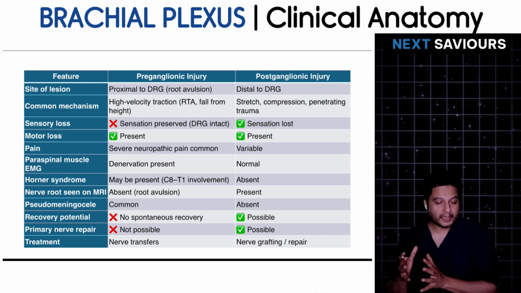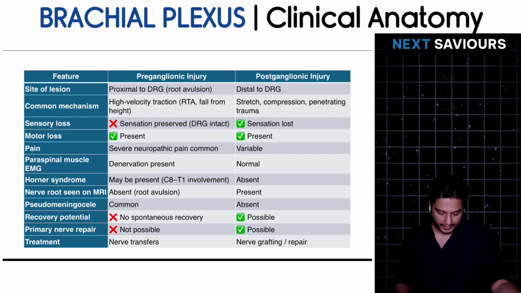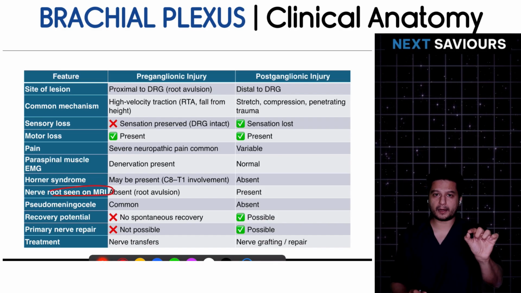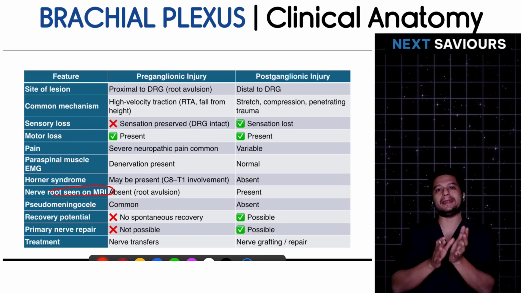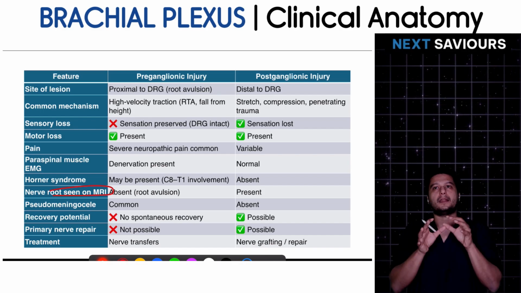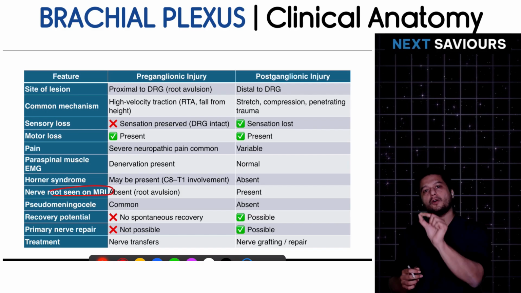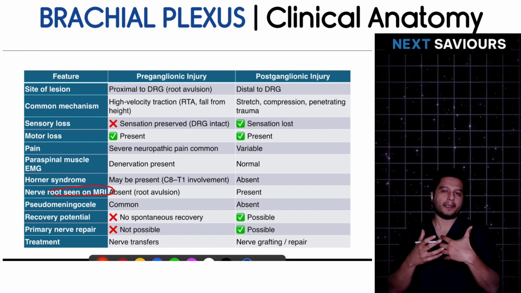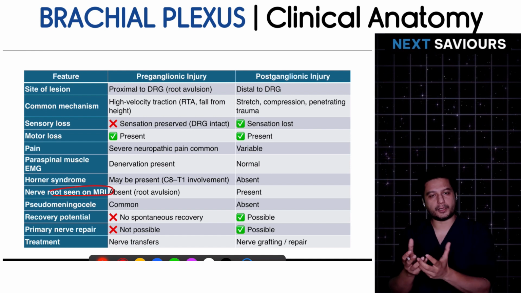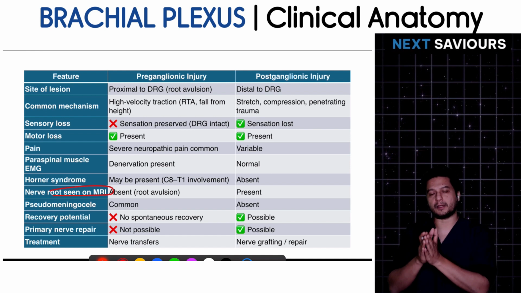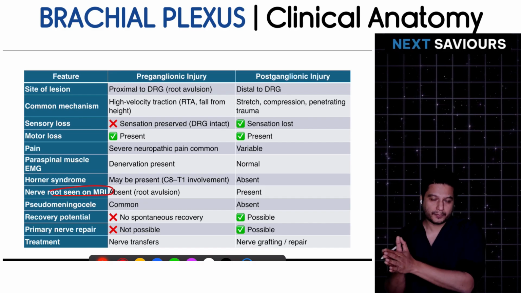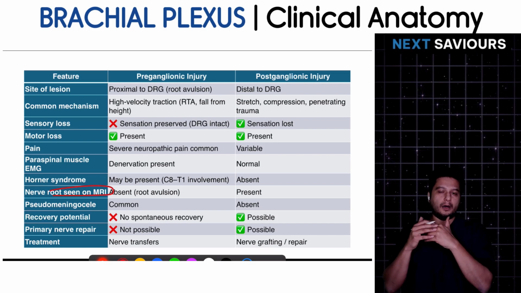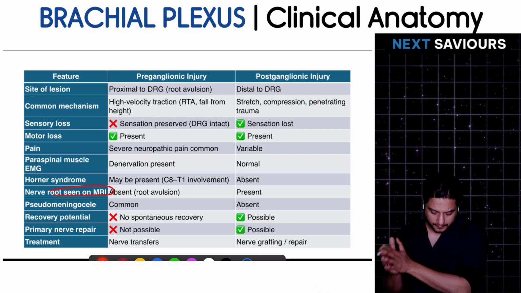While in postganglionic injury to the brachial plexus, what you tend to see is that the nerve root can as easily be identified on the MRI, although there could be some edematous changes if there is a compression, there could be a loss of continuity if there is a sectioning, or there could be edema and inflammation if they are subjected to a tractional injury. So all these things can be identified again on T2, T1 contrast enhanced images.